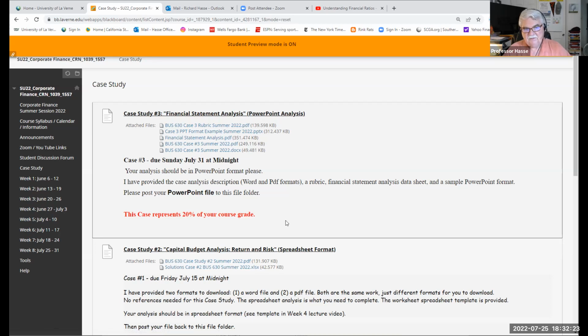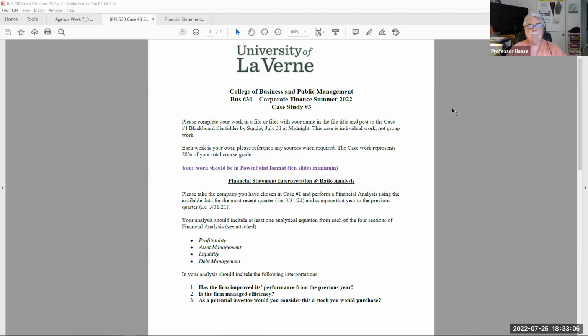So your job in this case is to provide one file. The file is a PowerPoint showing the answers, showing the concepts of the case. And here's the case right here. I think one of the key aspects of corporate finance at the MBA level is to be able to assess information and then communicate it. You've done that so far in this course in a spreadsheet file on capital budget analysis, and in an APA format file in case number one, explaining and interpreting information.